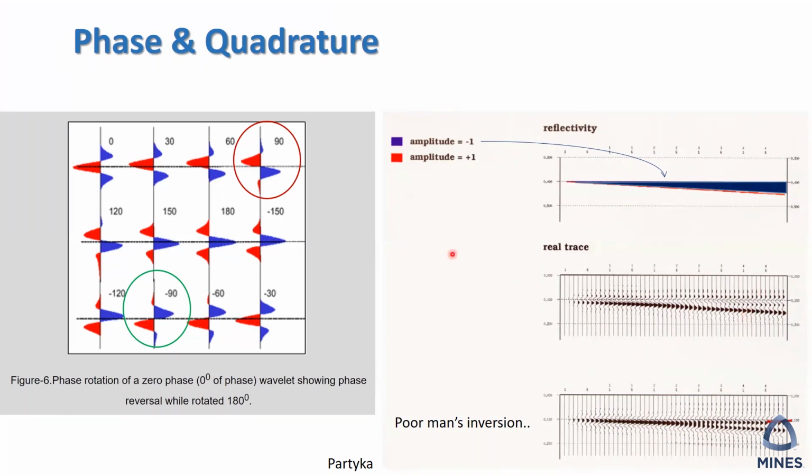So this is what we call a poor man's inversion. If you quickly want to look at your data and see where reservoirs are or where formations are, you can actually apply a quick 90-degree phase shift and look at the data that way and try to see if there's reservoirs in your data. So this could be very valuable rather than looking at the 0 phase data.